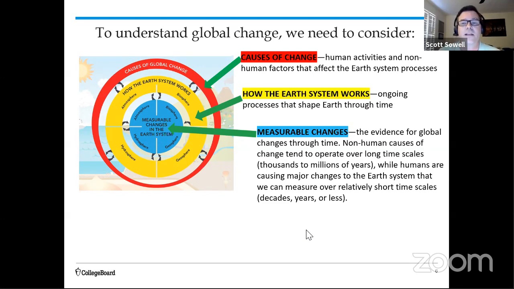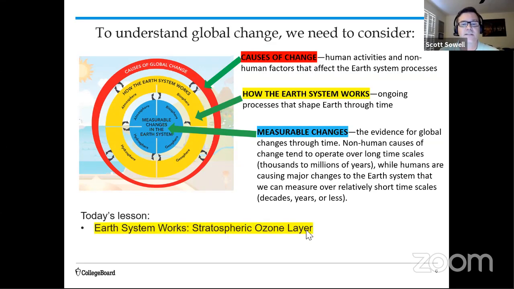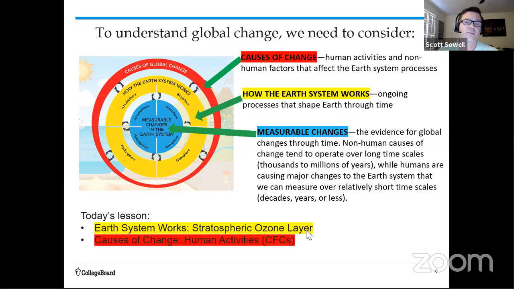So today we're going to be looking at stratospheric ozone depletion. And if we use this framework, today's lesson really is going to start with how that system works. What does the ozone layer do in the stratosphere? Then we're going to talk about some human activities that change that system, so particularly the use of CFCs. And then we're going to look at what are the measurable effects that have resulted from that action. And in particular, we're going to focus on human health effects today.